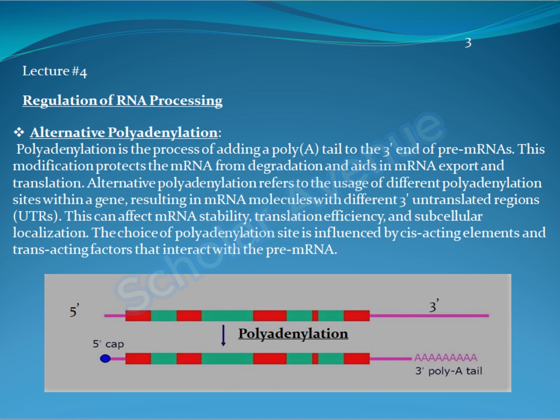Alternative polyadenylation refers to the usage of different polyadenylation sites within a gene, resulting in mRNA molecules with different 3' untranslated regions, UTRs. This can affect mRNA stability, translation efficiency, and subcellular localization. The choice of polyadenylation site is influenced by cis-acting elements and trans-acting factors that interact with the pre-mRNA.